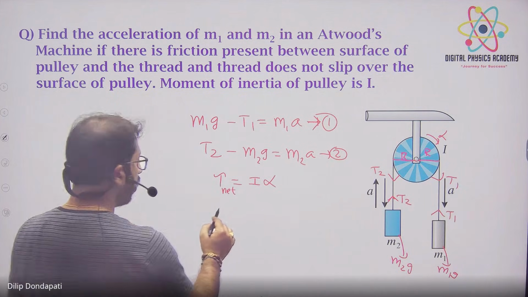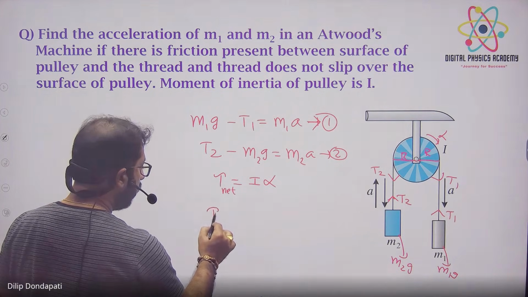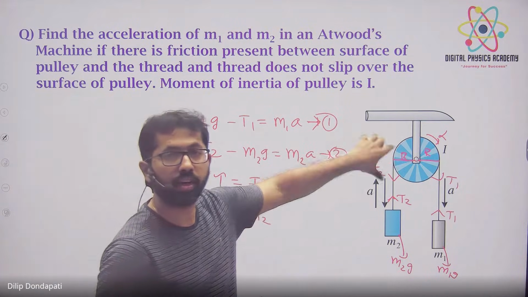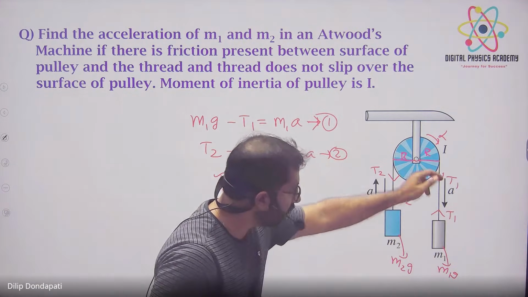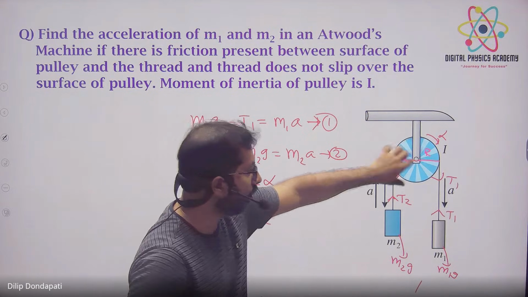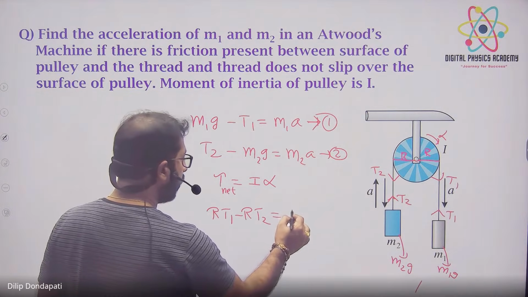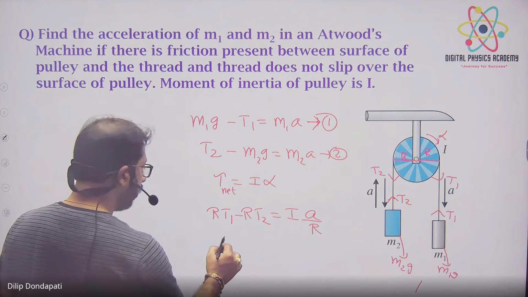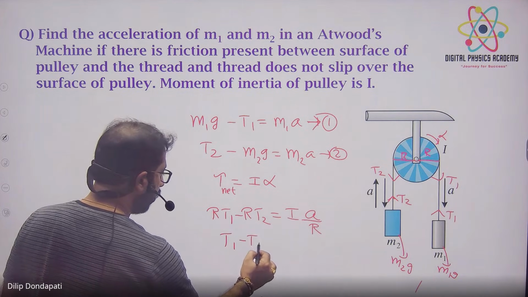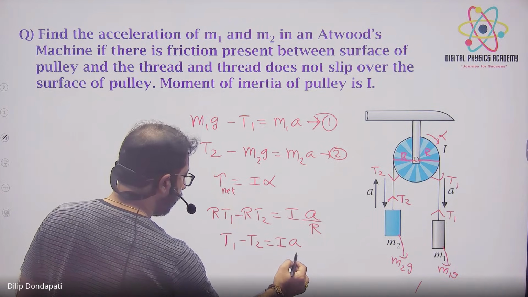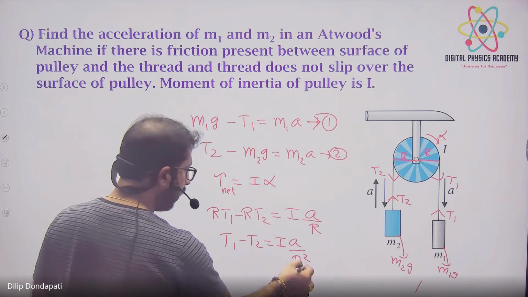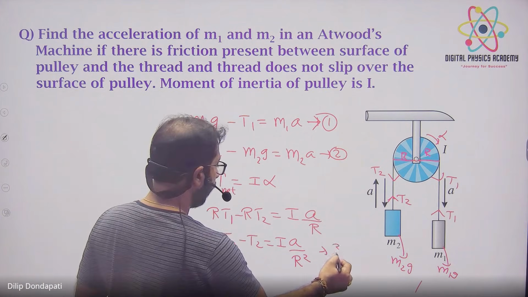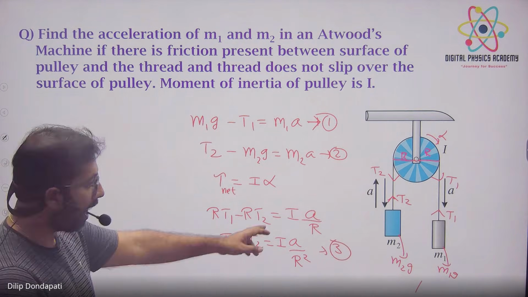Net torque will be R into T1 minus R into T2. ये समझ में आया? Net torque will be आपको since acceleration downwards है, इस direction में you are taking positive, this direction में should take as negative. So net torque is equal to I alpha, I is I only. Alpha is A by R. Now solve. So T1 R common लेके T1 minus T2 is equal to I A by R square. R को नीचे आया तो I A by R square. Okay, now solve. First equation, second equation, this is third equation. Find acceleration. A चाहिए.